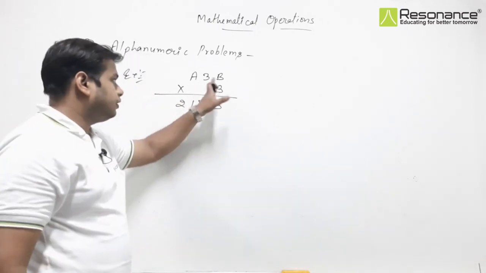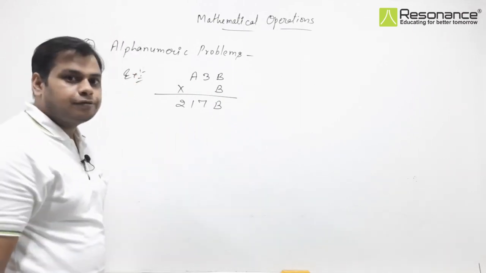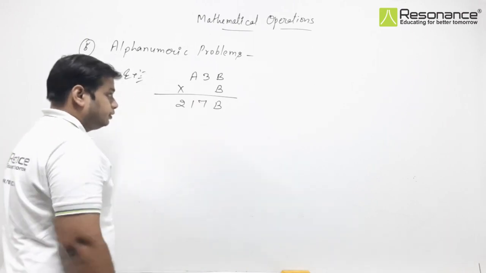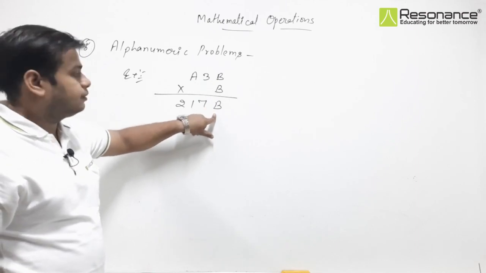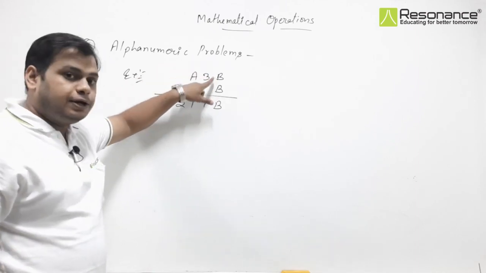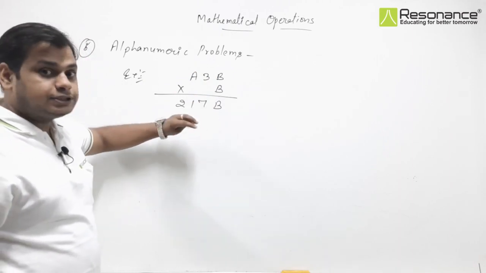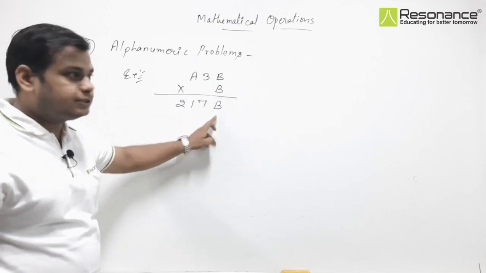Now we have to find the value of A and B. This is called alphanumeric puzzles. We have to find the A and B. Now what kind of solution can we process here? You can see when B multiplied by B is giving us B. That means a number when multiplied by the same number will give us the same number. So which kind of digits, when multiplied by the same digit, will give us the same digit?